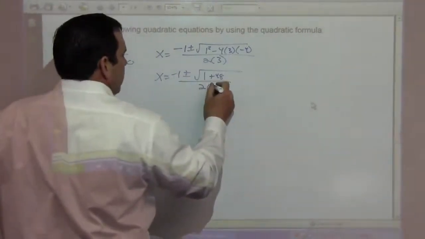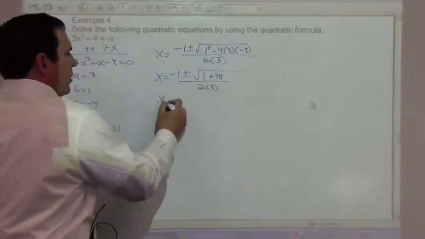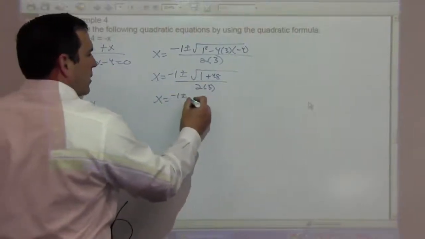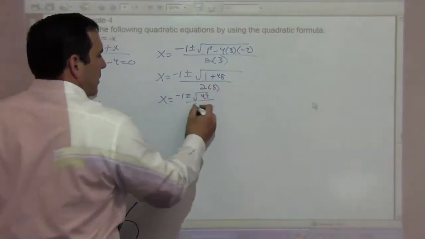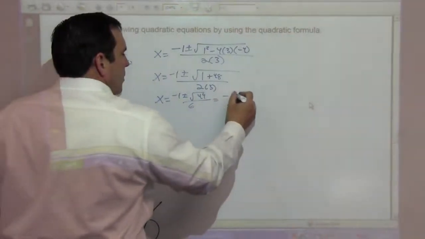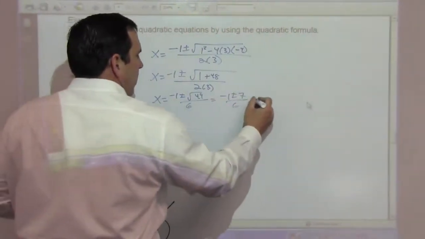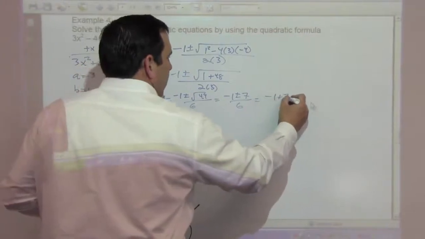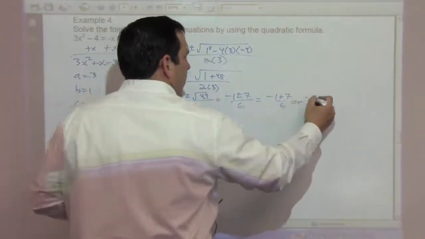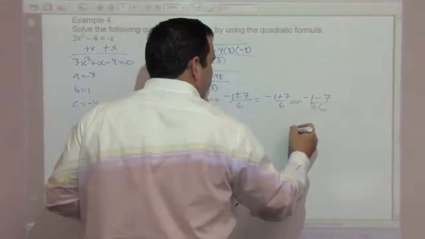All over 2 times 3. So x is negative 1 plus or minus the square root of 49 over 6. Negative 1 plus or minus 7 over 6. Negative 1 plus 7 over 6, or negative 1 minus 7 over 6.